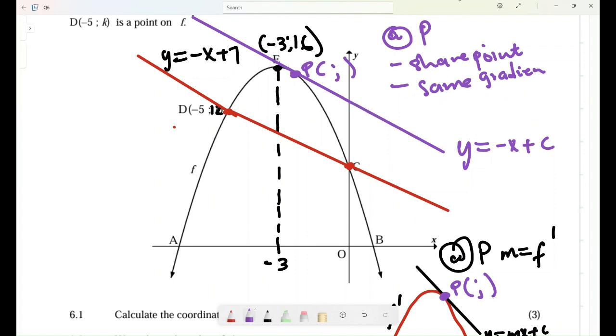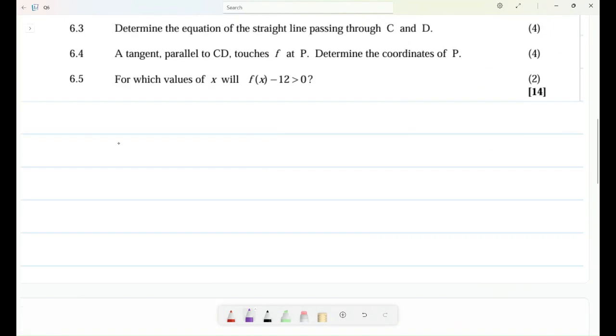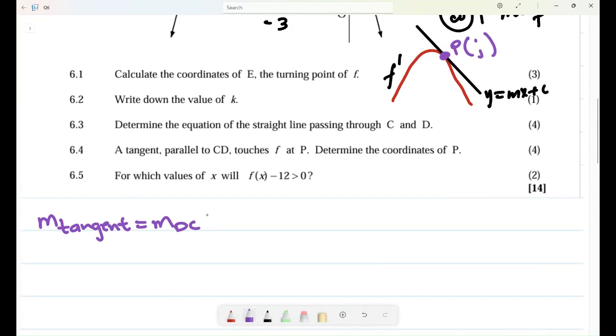All right. At P, f and tangent, they do what? They share a point, which is point P. They also have the same gradient. So now, what is the gradient of our graph? Let's say the gradient of tangent is equal to the gradient of CD or DC, because I wrote DC there, right? What is the gradient of DC? The gradient of DC is equal to -1. All right, we know these are parallel lines.